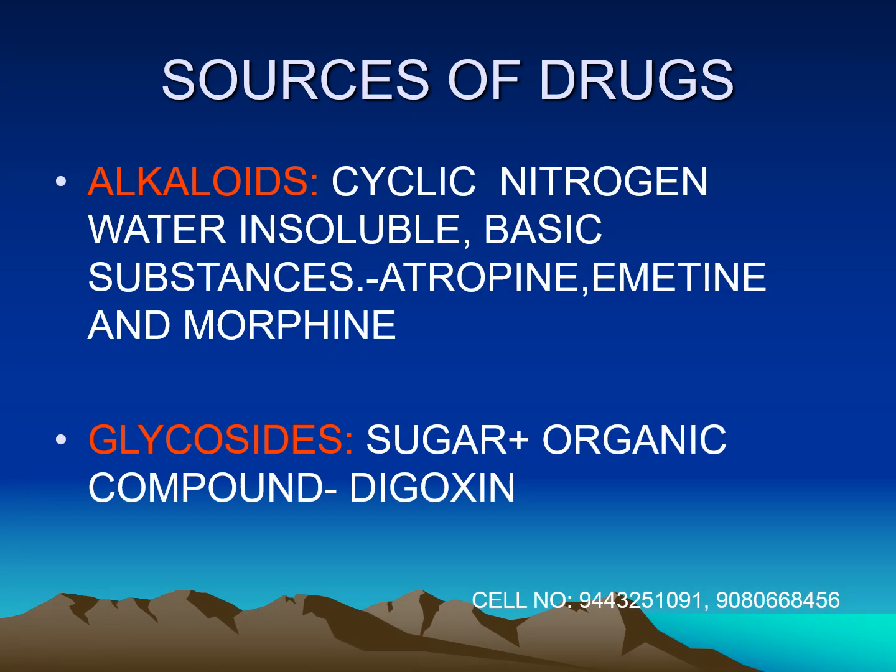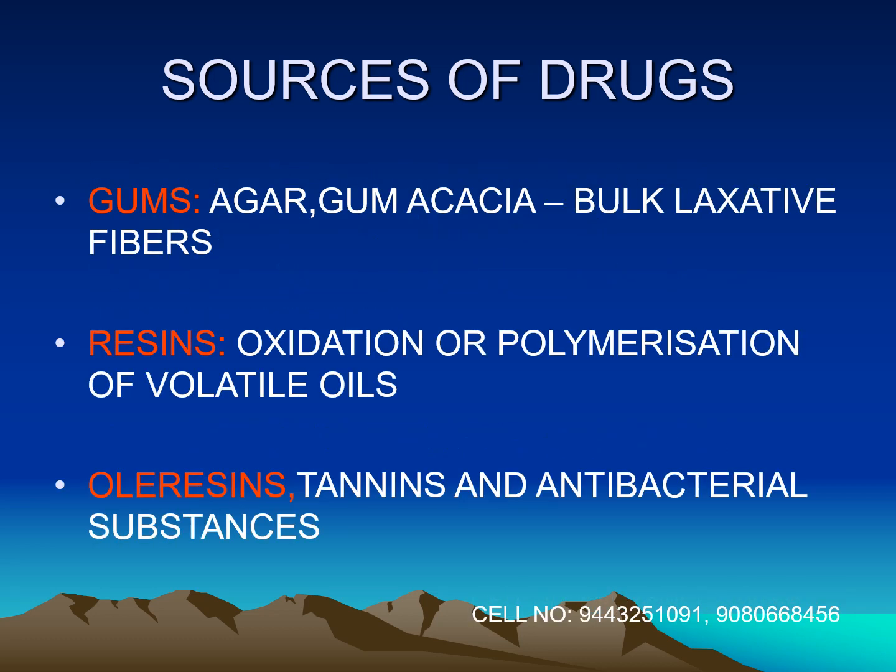Then the alkaloids as a source of drugs. Here again the examples are atropine, emetine, morphine, and they are basic substances which are insoluble in water, and they basically have a cyclic nitrogen ring in the structure. Then the glycosides, a sugar plus an organic compound. A typical example is digoxin, where you get a sugar moiety attached to the organic compound. So again, a glycoside is a source for digoxin. I'm telling you a few examples. There are a lot of drugs which will be given under various textbooks. You can just refer to them.